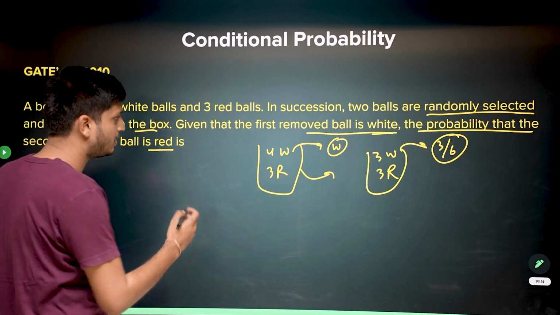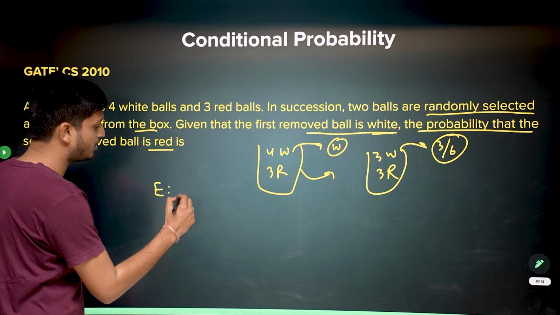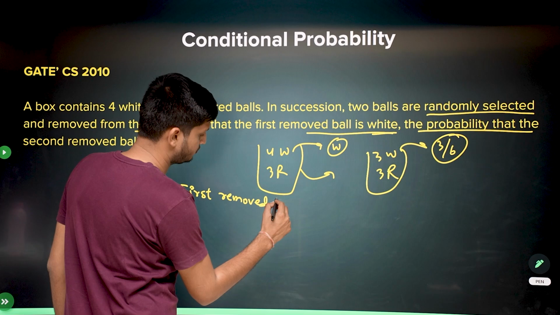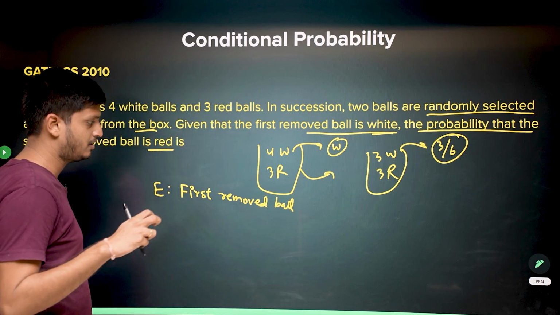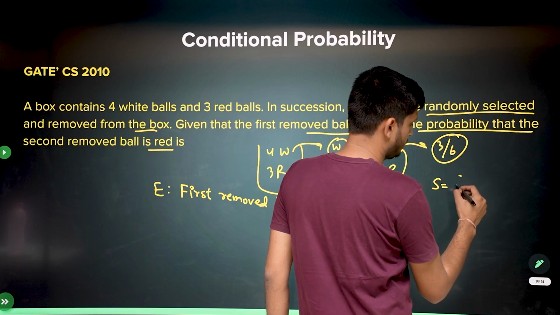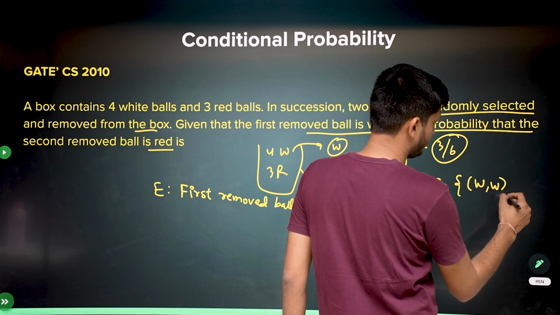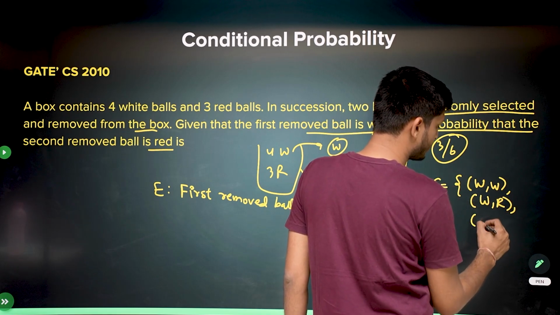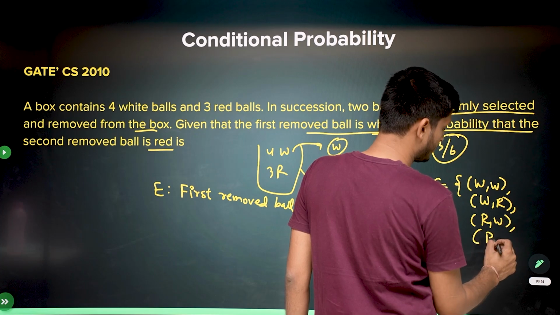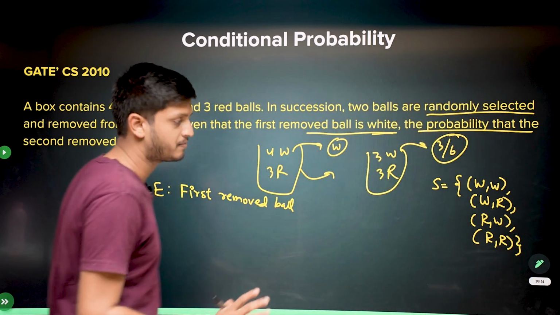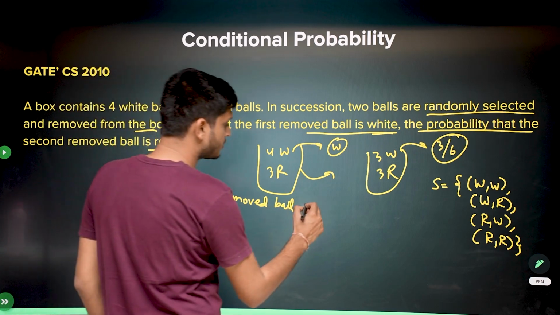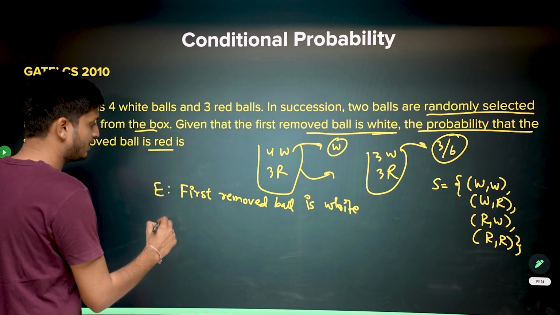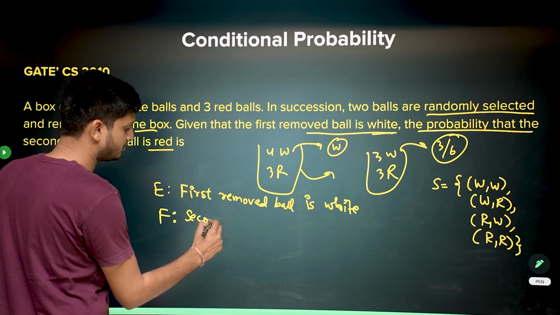But if you want to use the formula, you will have to generate events. Since we are drawing 2 balls, the sample space is: white, white, the original sample space. You can get both white, first white and then red, first red and then white, or first red and then second red. This is the entire sample space. The event E is the first removed ball is white, and the event F is the second ball is red.